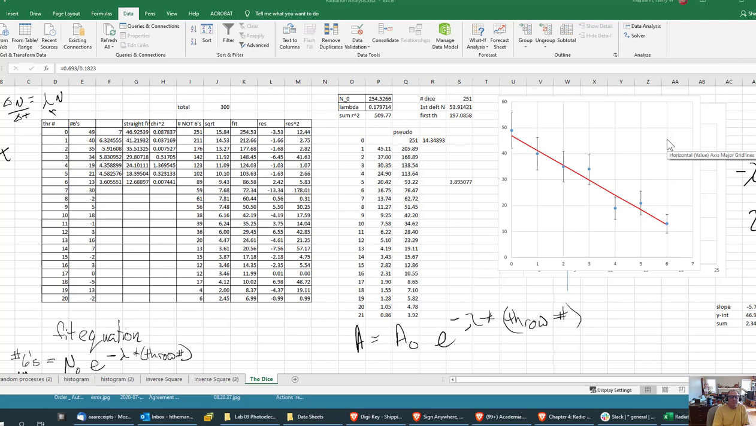Alright, so the data I presented in class was where we had 300 dice, and then we counted all the sixes and the not sixes, and I forgot to write down how many sixes. So I tried to just reconstruct something that looked like the data you guys got.